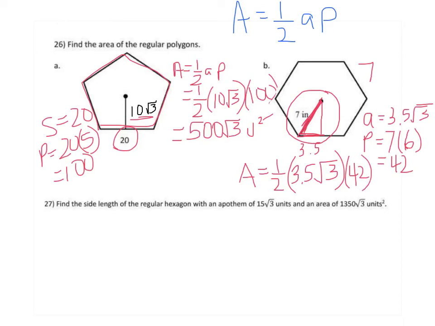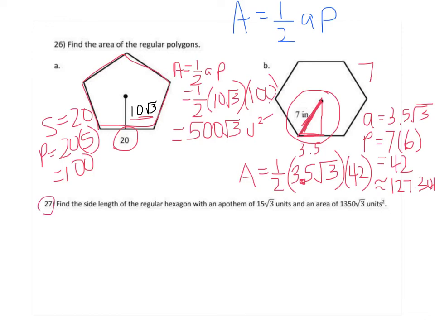And when you plug that into your calculator, you could just do half of 42. Half of 42 is 21. And then you can do 21 times 3.5 and get an exact decimal times root 3. If you plug this into your calculator just to get a decimal approximation, you would get about 127.306, and that's of course in inches squared.